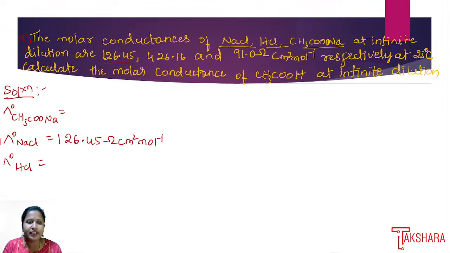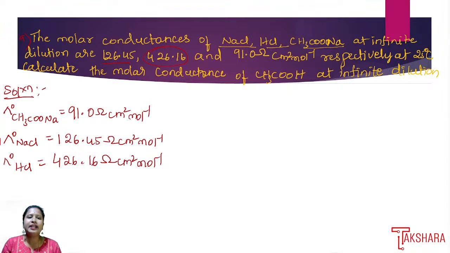After NaCl they have given HCl data, that is 426.16 ohm centimeter square per mole. Then sodium acetate has 91.0 ohm centimeter square per mole, given as the molar conductances. So by using this we need to calculate the molar conductance of acetic acid at infinite dilution.